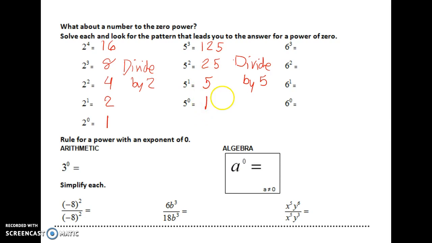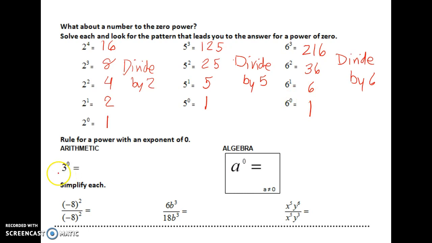So it seems that every time we have something that is 0 power, it is 1. Let's see if it holds true here. 6 to the 3rd power is 216. 6 squared is 36. 6 to the 1st power is 6, and this is holding the same pattern that we're dividing by that base, which is divide by 6 in this case, as we decrease the exponent. So that means that 6 divided by 6 is 1.